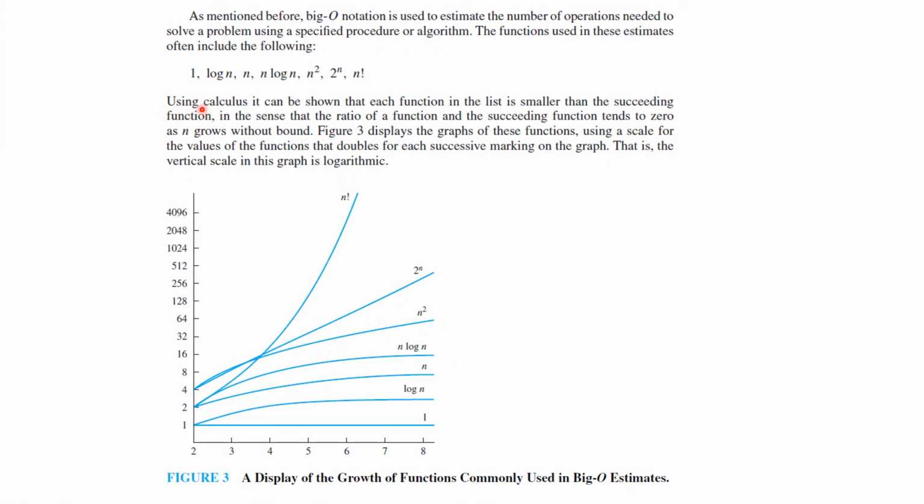And in fact, to do a rigorous proof of some of this, you need calculus, but we can understand that the function that's 1 is just flat. Logarithm grows, but very slowly, and it grows more slowly than n grows. N is just a line that's going out, but n grows slower than n log n. That grows slower than n squared, and that grows slower than 2 to the n. So this is some growth of functions that are commonly used whenever we're doing big O estimates.